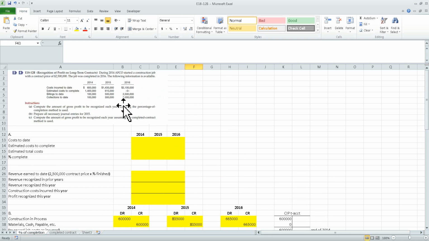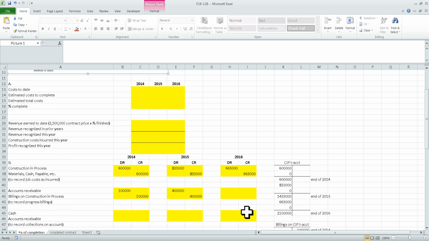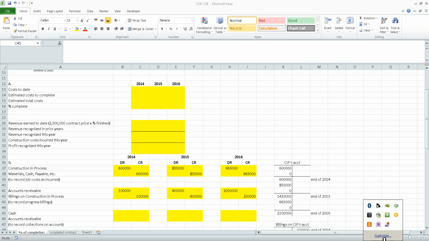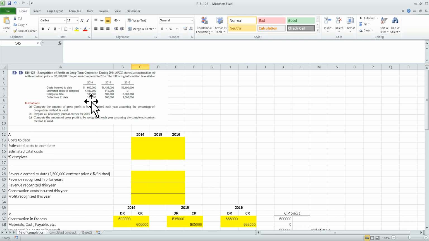And finally, at the end of 2016, our billings to date were $2.5 million. At the end of 2015, our billings to date were $500,000. So we must have billed $2.5 million less $500,000, or we must have sent bills out totaling $2 million during 2016. So debit accounts receivable $2 million, and credit billings on construction in process $2 million.